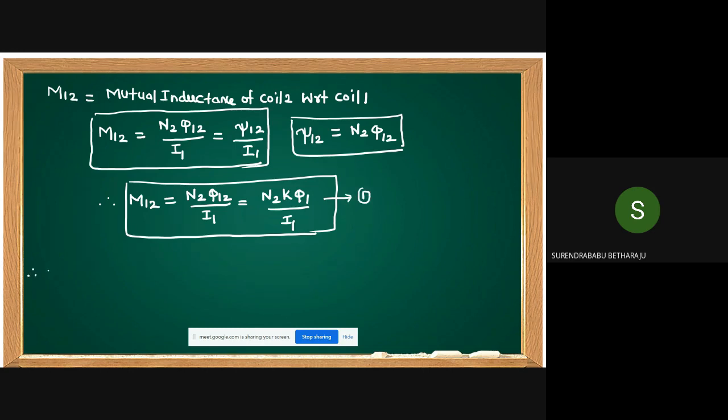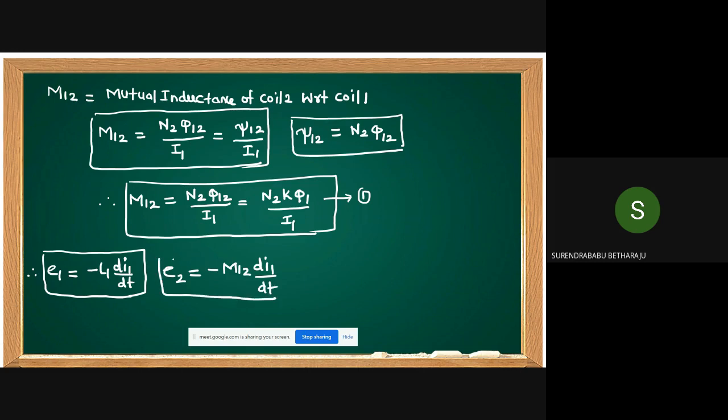And you can also define self-inductance. The self-induced EMF equal to minus L1 into di1 by dt, because current is passing in coil 1. We can also define the mutual induced EMF. What is the mutual induced EMF? The mutual induced EMF equal to minus M12 into di1 by dt. Is it correct? Because here we are defining the mutual inductance of coil 2 with respect to coil 1. This is about how to write the self-inductance formula and mutual inductance formula.